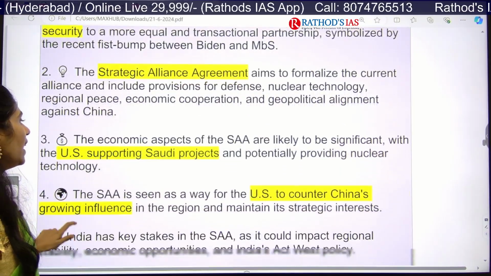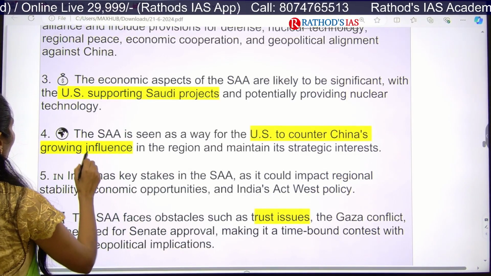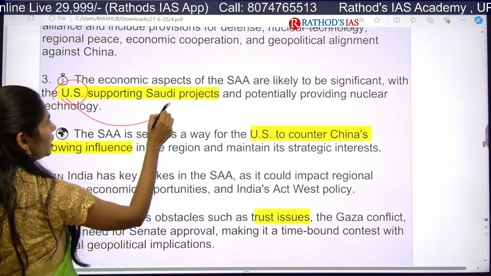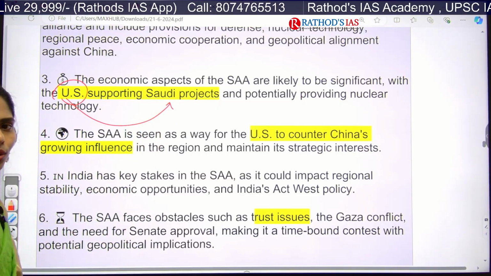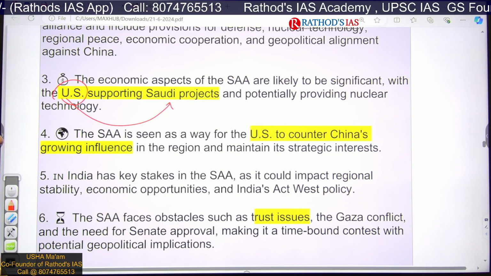And the next one is the economic aspects are significant here, because now US will be supporting Saudi's projects, and also US will be providing nuclear technology to Saudi Arabia after this agreement.